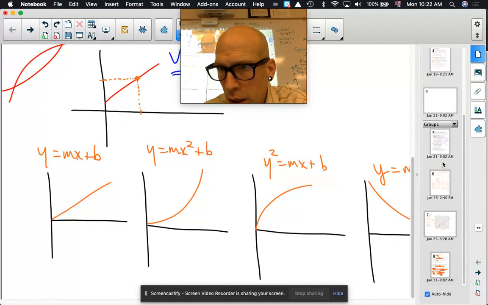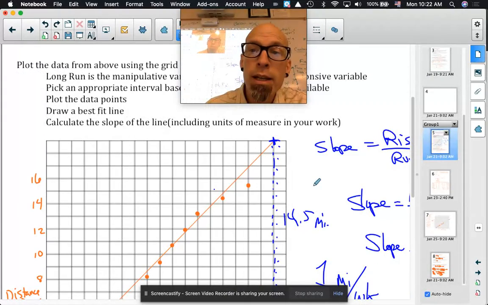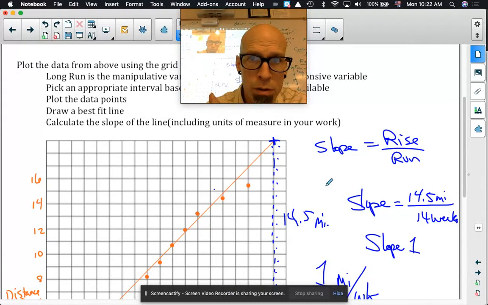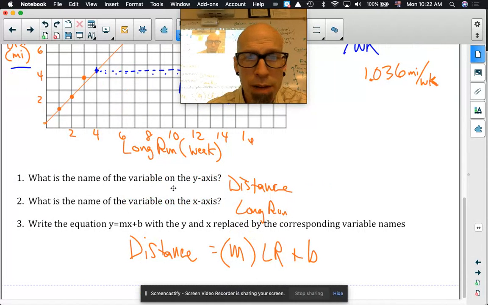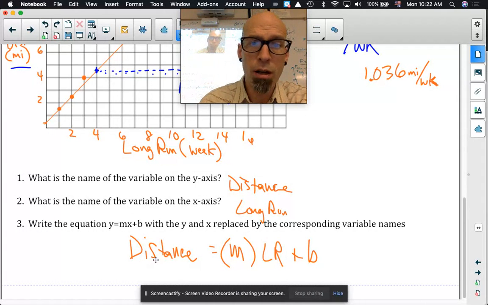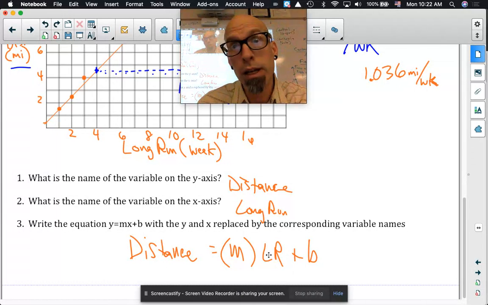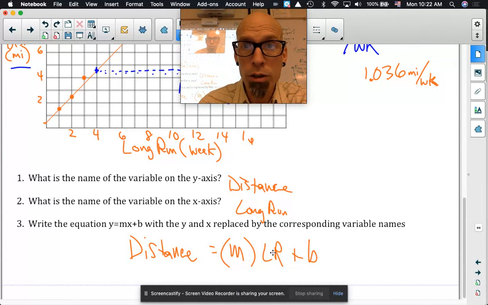Let's see, where was I? Right here. So let's just start going down through the list. What is the name of the variable on the y-axis? Well, that's distance, which I told you to put there. What is the name of the variable on the x-axis? That's the long run. Each week goes by, and that's the long run. Then you're supposed to replace the y and the x in the equation with the names of the variables. So I put distance in for the y, and I put long run, abbreviated LR, in for the x.